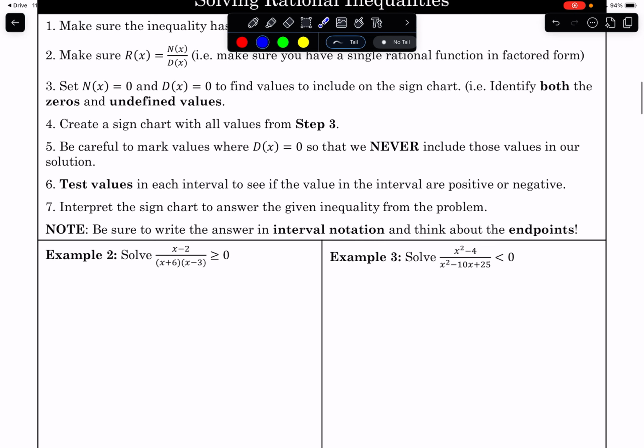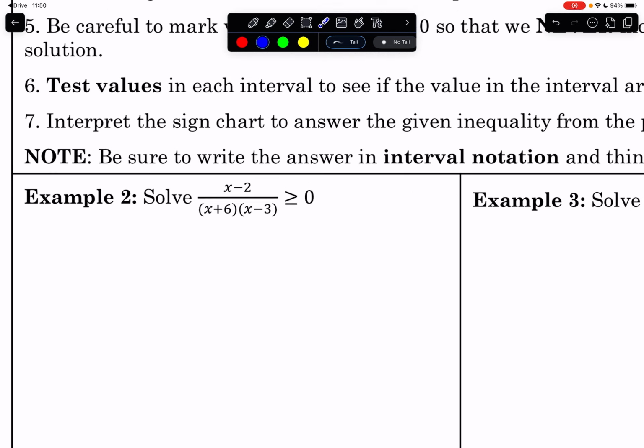And then we just do the same technique as before. We're going to test values in each interval to see if the value is positive or negative, and we're going to interpret the sign chart to answer the given inequality from the problem. Now again, be sure to write your answer in interval notation, and think about the endpoints. Make sure you think about the endpoints. So let's look at this example right here.